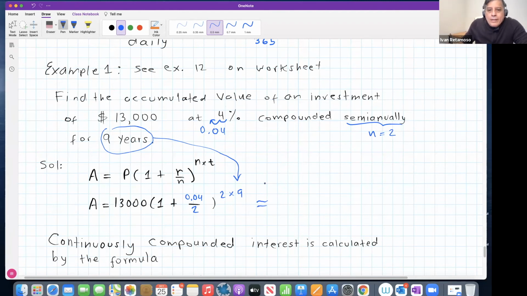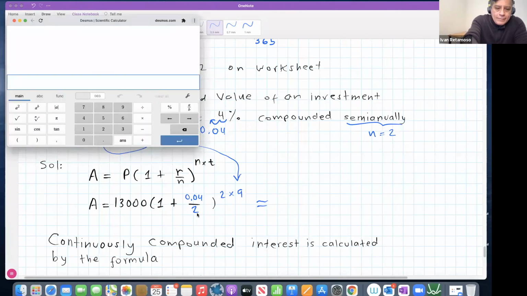They don't tell you to round it to any number of digits, but by default, it's understood that you should round it up to cents, right? Because that is the way you deal with money. So let's do this computation and round it to 2 decimal places. So we take our calculator: 13,000 times parentheses 1 plus 0.04 divided by 2, close parentheses, and then raised to, I want these two together, 2 times 9.